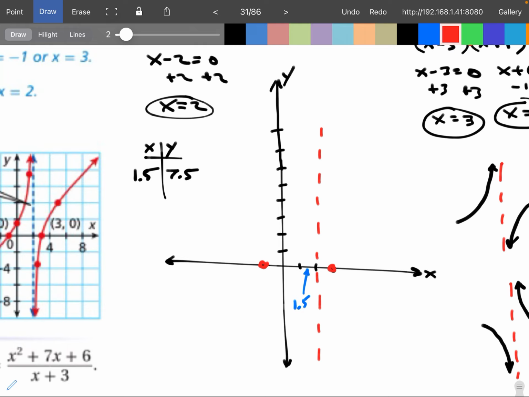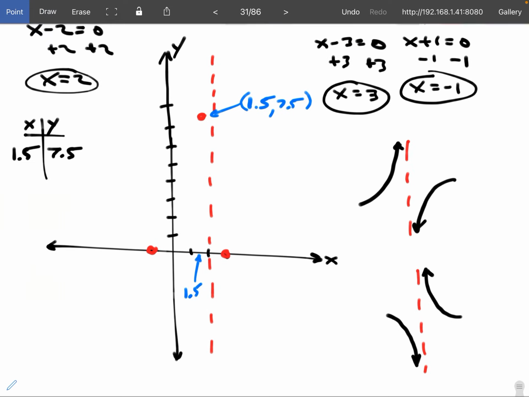here. Maybe not there. Hold on. Let me extend my vertical asymptote a little bit too. So like right in there somewhere, right? So that is my point 1.5, comma 7.5.